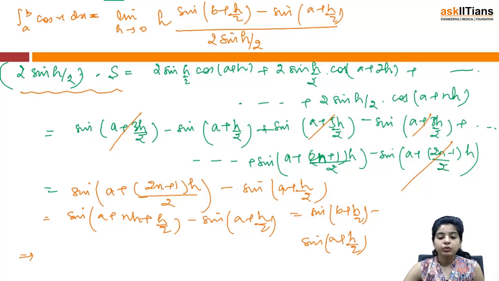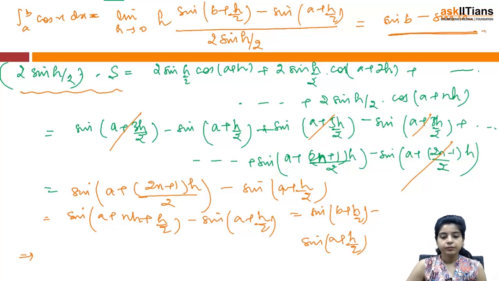Now we will reduce these terms, and finally I get sin b minus sin a. So this is how you reduce the integral a to b cos x dx as a limit of a sum. I suppose it was quite simple, but it was a bit lengthy, so you'll have to practice a good number of questions to develop good speed.